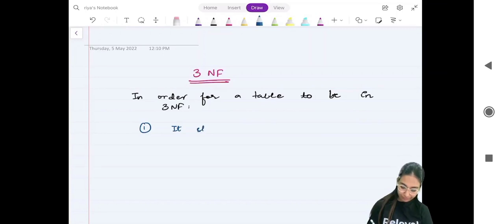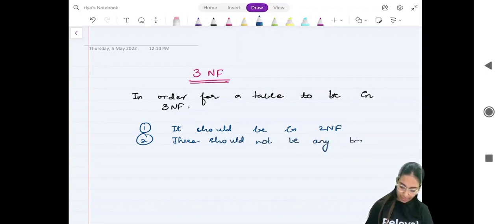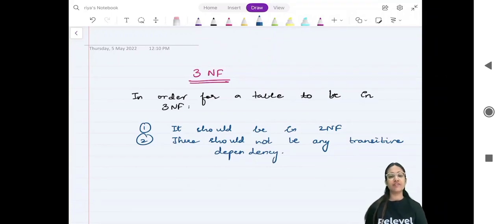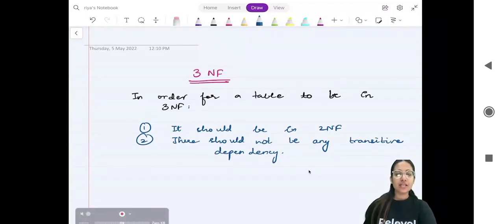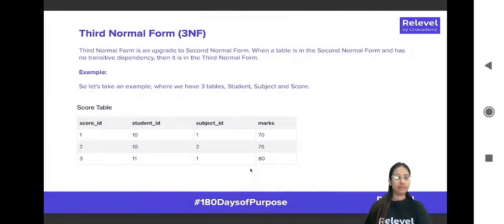First, it should be in 2NF, and second, there should not be any transitive dependency. Okay, there should not be any kind of transitive dependency. If you remember the rule for second normal form, it was that the table should be in first normal form and there should not be any partial dependency, whereas the word that we are using over here in third normal form is transitive dependency.